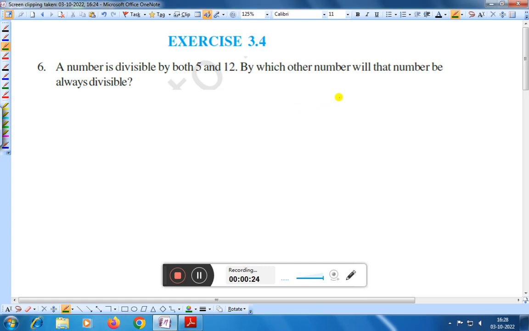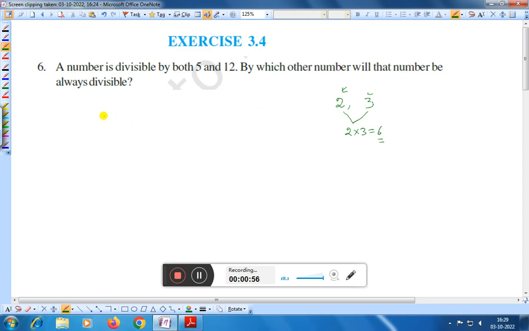by 2 and the same number is divisible by 3 also, then that number will also be divisible by 2 into 3, that is 6. This is the divisibility rule of 6. A number will be divisible by 6 only when that number is divisible by both 2 and 3. Right? If a number is divisible by both 2 and 3, it is divisible by 6.